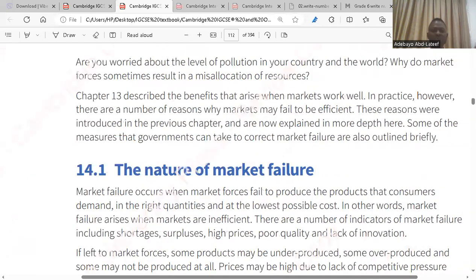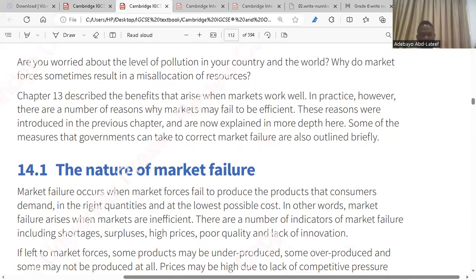Now go to the nature. The nature of market failure. Market failure occurs when market forces fail to produce the products that consumers demand in the right quantities and at the lowest possible cost. In other words, market failure arises when markets are inefficient.